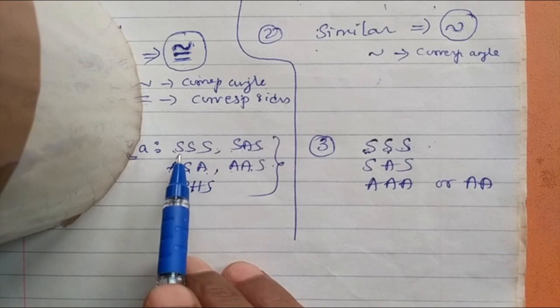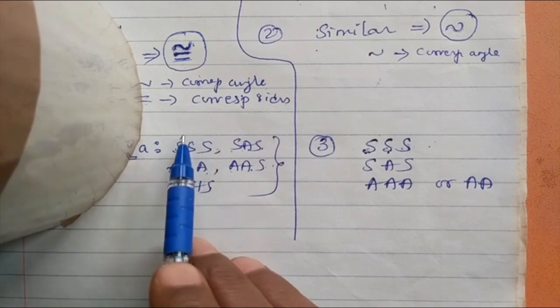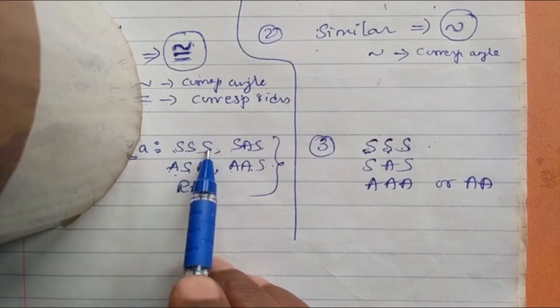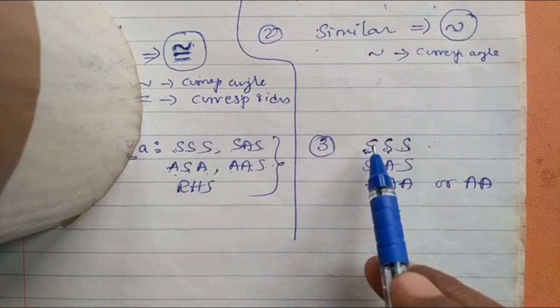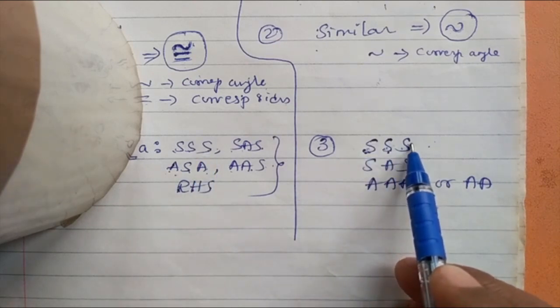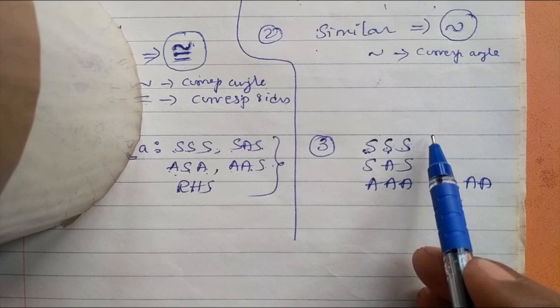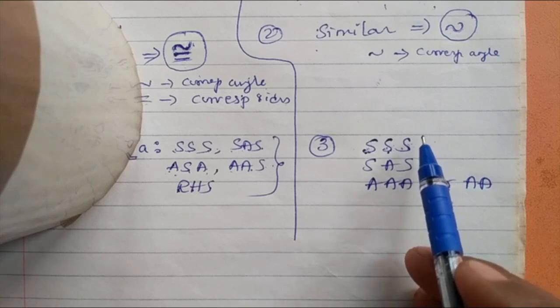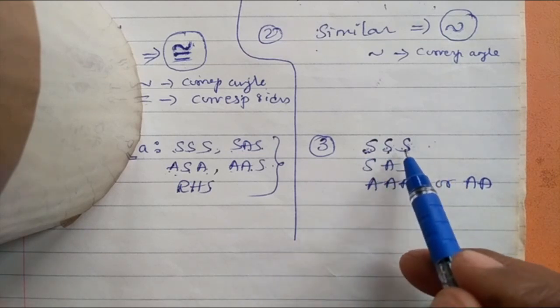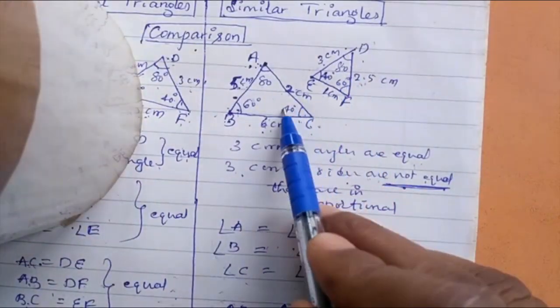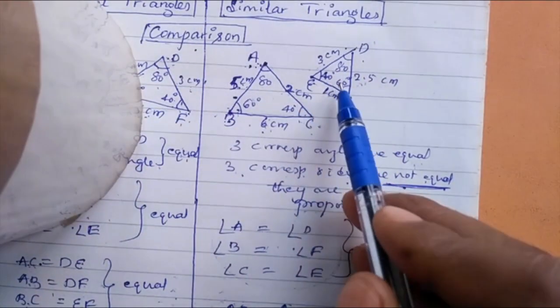Here SSS meaning is 3 corresponding sides are equal. 3 corresponding sides are equal, triangles are congruent. Here 3 corresponding sides are proportion, triangles are similarity. Because in similarity of triangle, corresponding sides are not equal. It is about one small triangle and bigger triangle between comparison.